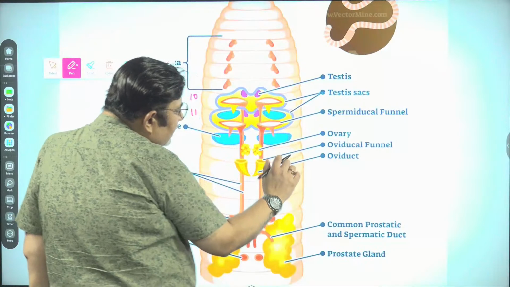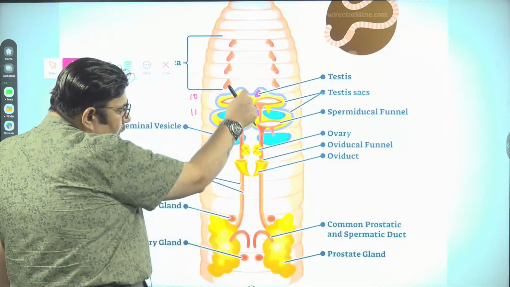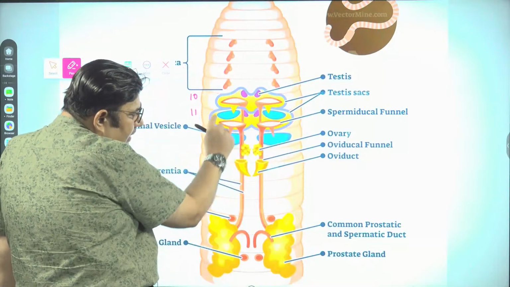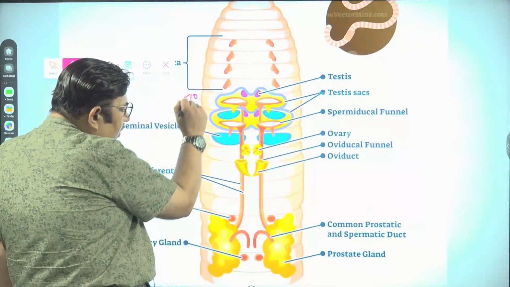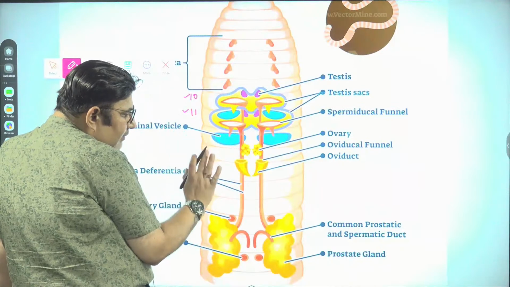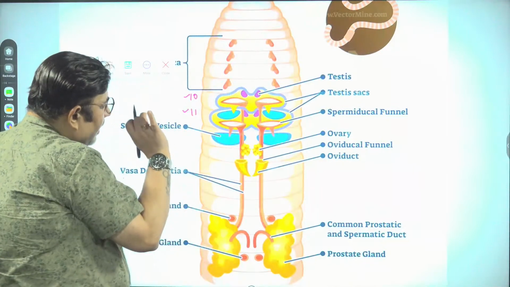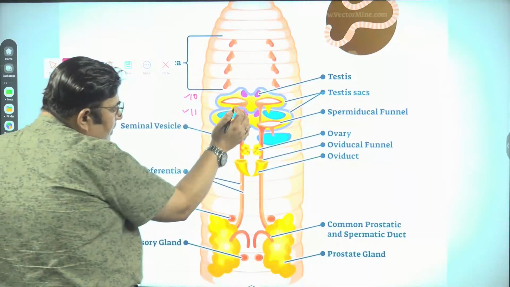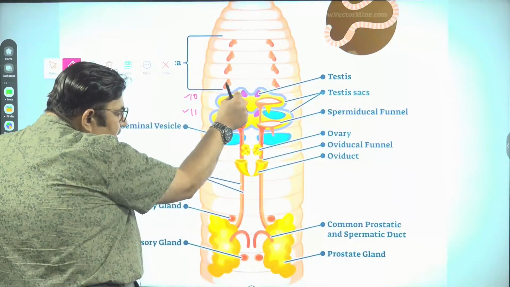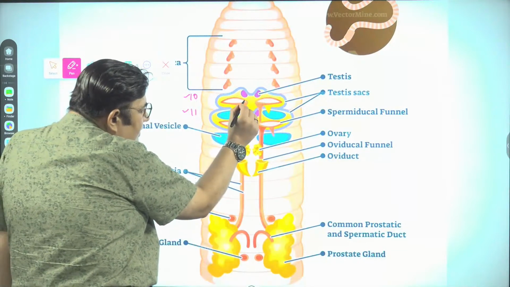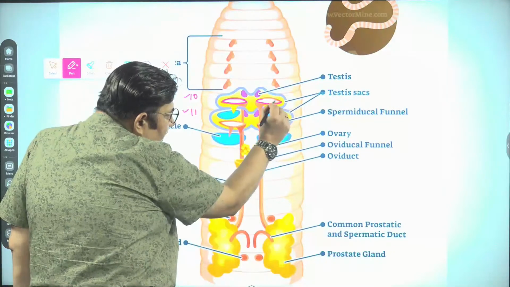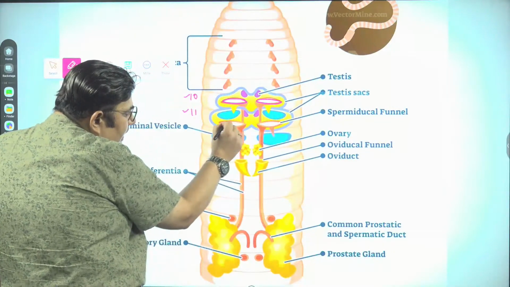Now, there is a testicular sac. One sac encloses one pair and the other sac encloses another pair, also in the 10th and 11th. After that, there is a spermiducal funnel, which is also present just below the testes. This is the spermiducal funnel, and one spermiducal funnel is for each testis.